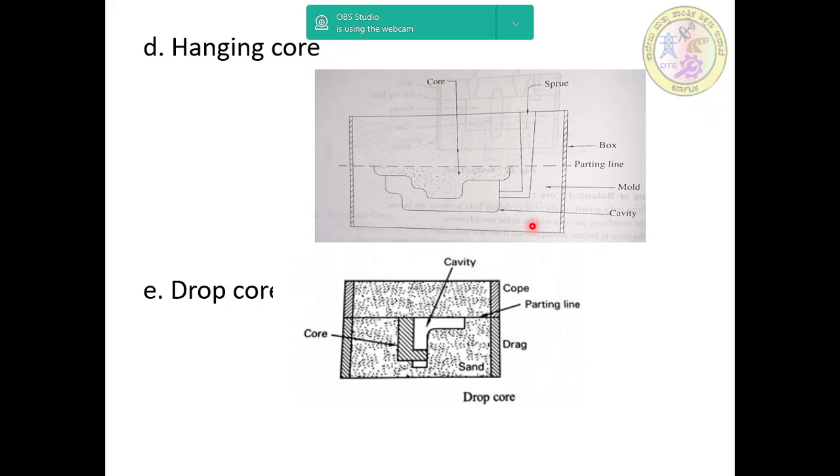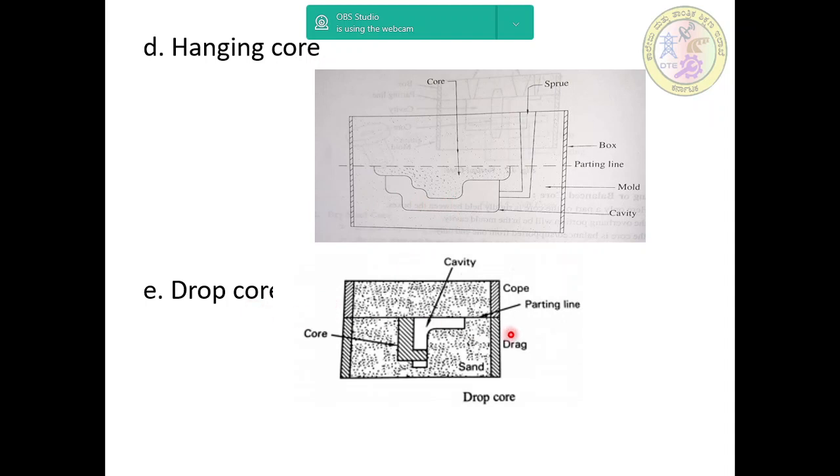Here the core is supported from the top. The core hangs vertically from the mold, and the core may be provided with a hole for molten metal to flow. This is the box, and this is the sprue or runner into which the molten metal will enter the mold cavity. This is about the hanging core.